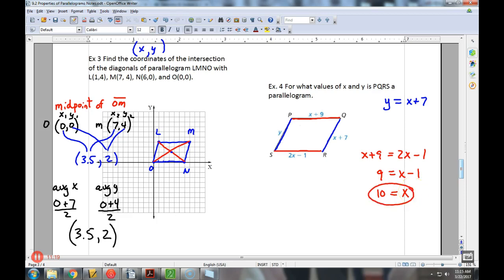So now I can go back up here to this top equation and finish this one, because y equals x plus 7, and I now know what x is. x is 10. So it looks like y has to be 17. So you just got to be kind of careful of what equation you use and whether or not you can actually solve it or not.